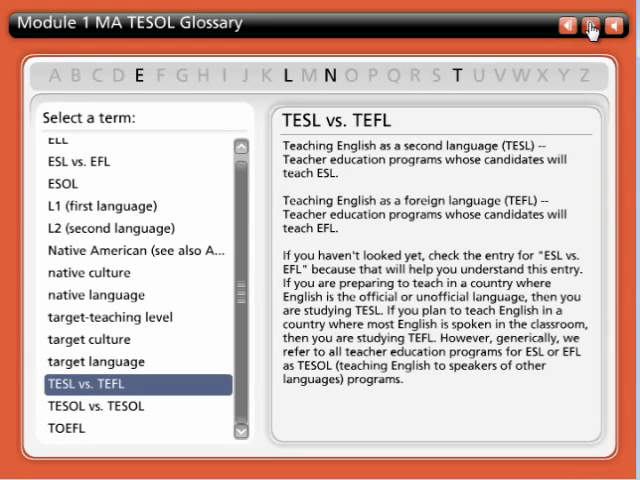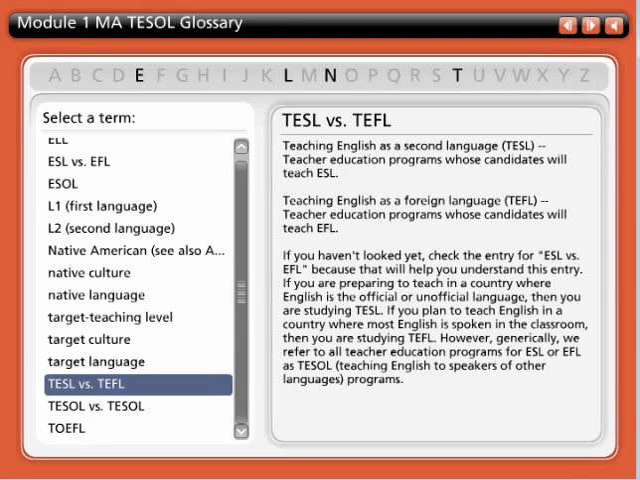TESL versus TEFL. Teaching English as a second language, TESL, are teacher education programs whose candidates will teach ESL. Teaching English as a foreign language, TEFL, are teacher education programs whose candidates will teach EFL. If you haven't looked yet, please check the entry for ESL versus EFL, because that will help you understand this entry.